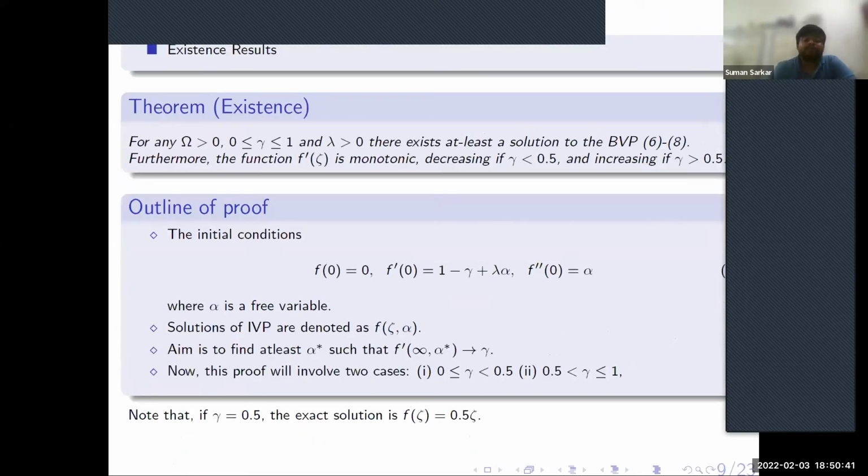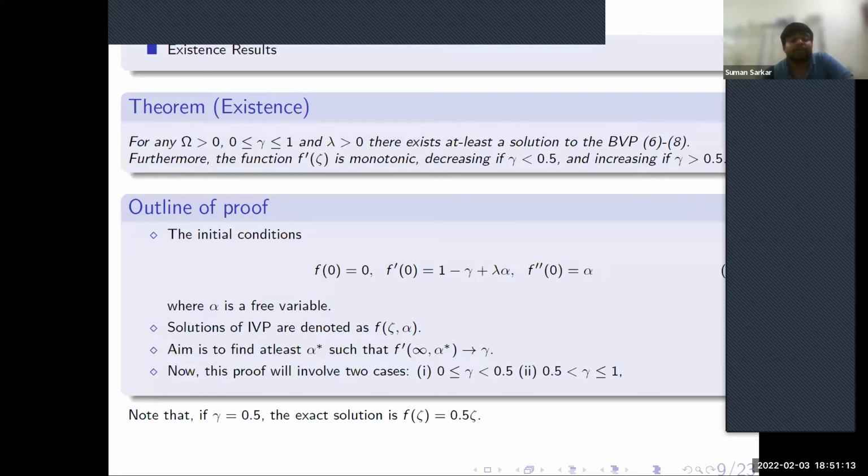To prove the existence results, we need to prove the following theorem. For any omega greater than 0, gamma between 0 and 1, and lambda greater than 0, there exists at least one solution to the boundary value problem. Further, we also prove that the solution's first derivative is monotonic, and it is decreasing if gamma is less than 0.5 and increasing if gamma is greater than 0.5. We use the topological shooting argument to prove the existence results.